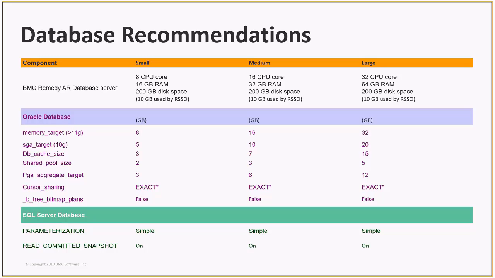Now, if you're using SQL Server, there's a couple things that are kind of similar to some of the Oracle ones. The parameterization is generally recommended to be simple. It seems to provide better performance overall. One thing that's really important to set on SQL Server, and it's not there by default as far as I know, is the read committed snapshot. That should be set to on. If that's not set to on, you could end up with some database blocking issues going on.